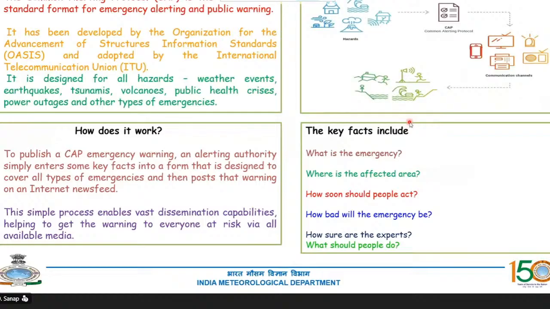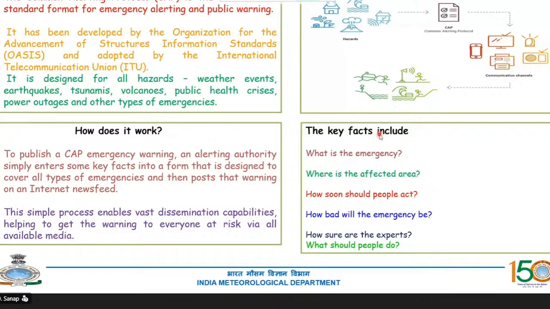Then all mobile users in the regions will get the information, and that will be very specific information which says what the emergency is, what the area affected by this emergency is, how people should act, there are guidelines given, how bad the emergency will be, how sure the experts are, and what people should do. All this information goes through the Common Alerting Protocol, and this is very effective.